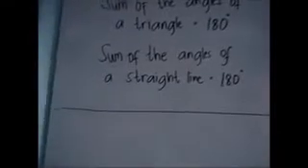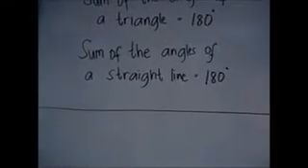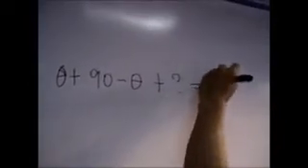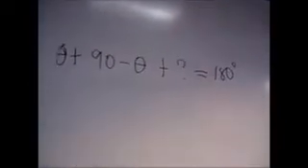There you go. Then let's try to check this angle here. So we have there the sum of the angles of a straight line is equal to 180 degrees, and this one here is a straight line. So that would mean that theta plus this one, 90 minus theta plus this angle here, this one, that one is equal to 180 degrees, right?